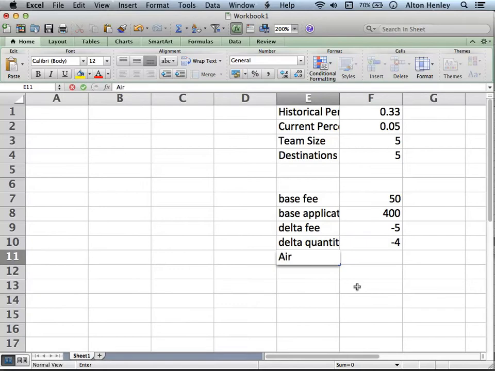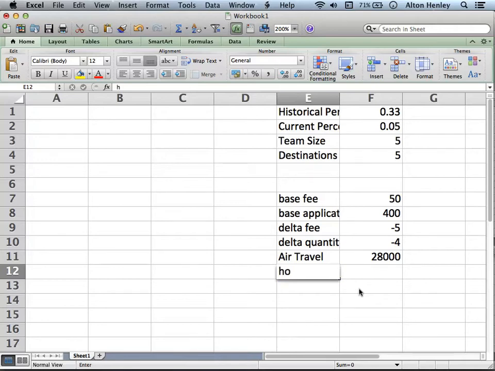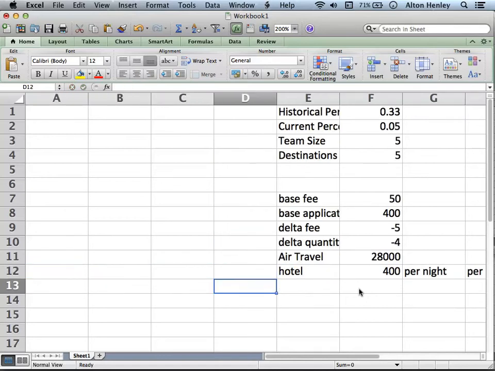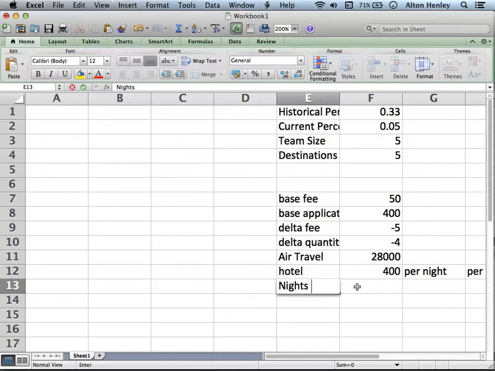The cost for air travel is $28,000. The accommodations, the hotel is $400 per night per person. And this is a 2-night stay per city. Nights per city is 2. And so we have to build a model based on this.